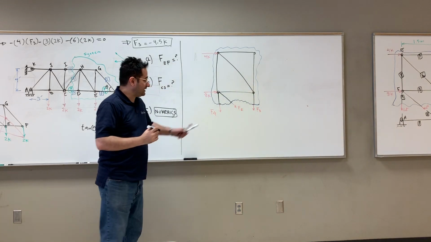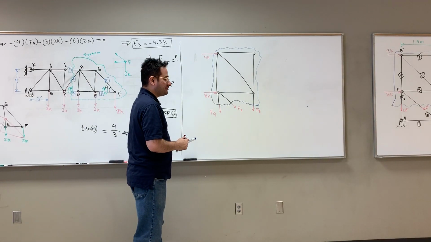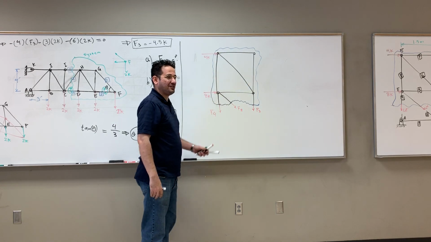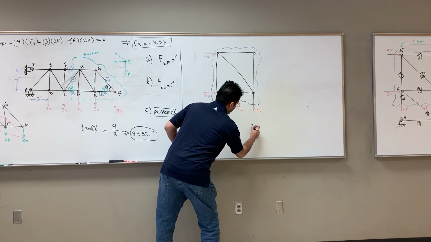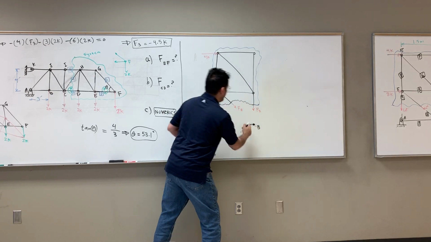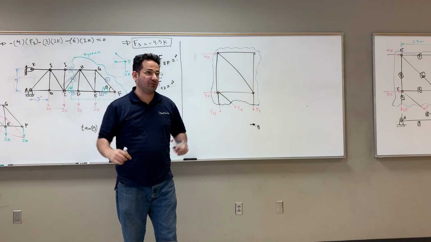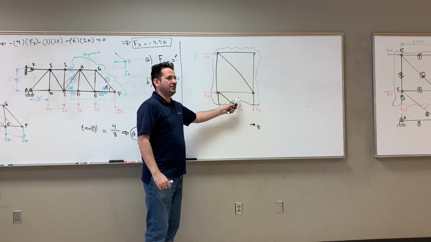So where is point B here? That's an interesting point. Point B is not in my system. It's not on a structure. It's right here. See that? This is point B. Point B is outside of the system. Sometimes it's confusing. They say you take a point that is not even in the system.